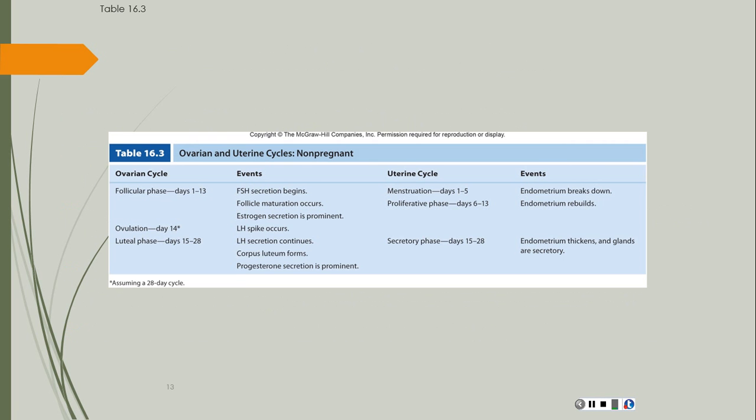And so here's a table to remind you that there's a follicle phase, there's ovulation on day 14, and then there's this luteal phase. And the events where we have menstruation, this is the endometrium sloughs off, so it breaks down, and then there's the endometrium rebuilding after menstruation ends, and then we have thickening and glands in the secretory phase, waiting for fertilization.